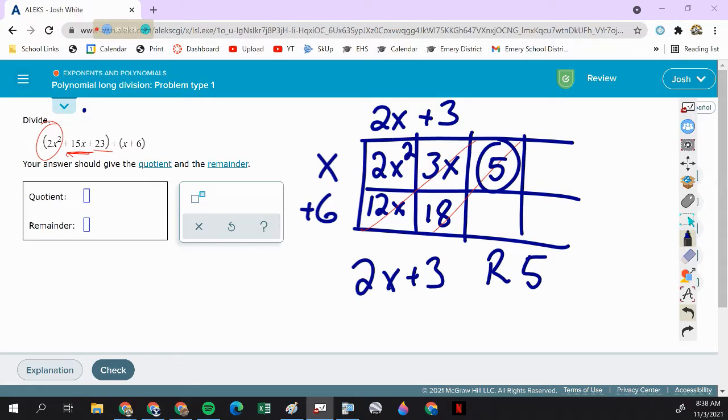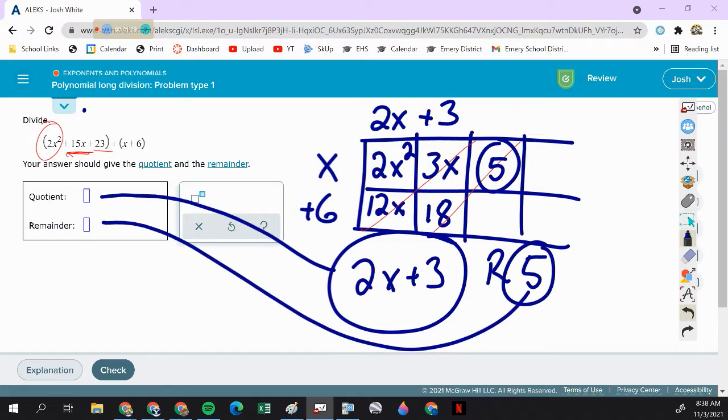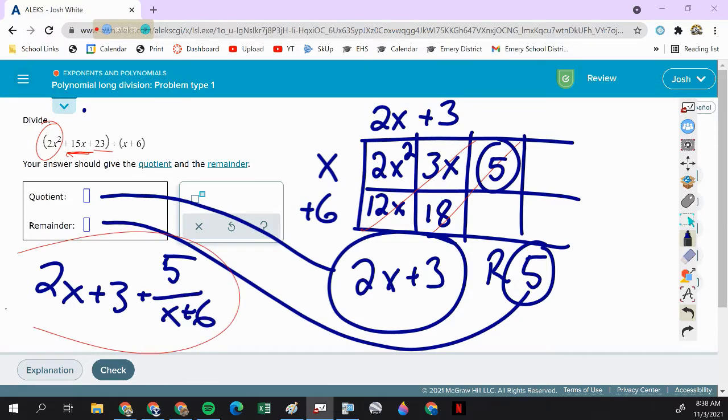Now in this problem, you're going to put the 2x plus 3 in the quotient, and you're going to put 5 in the remainder. But on other problems, it will want you to do this: plus 5 divided by x plus 6. Technically, this is the true answer, but this problem wants to know what did you get for your quotient and what did you get for your remainder. Okay? What if there is no remainder? Then you just put it at 0.